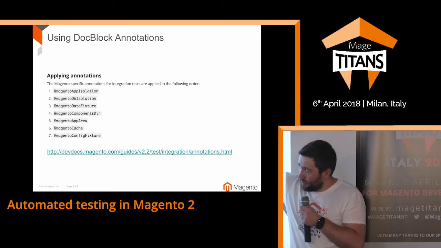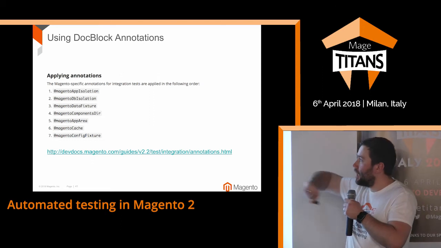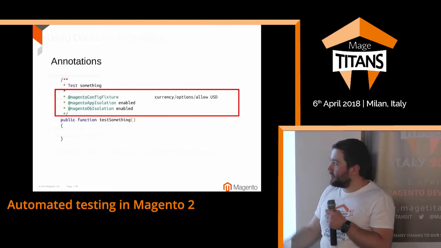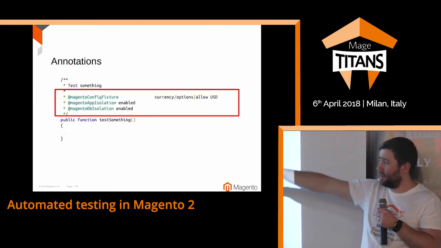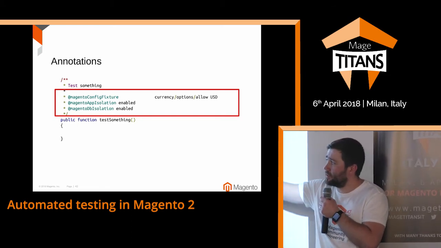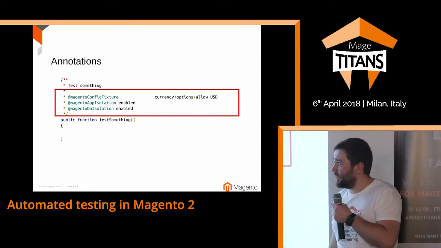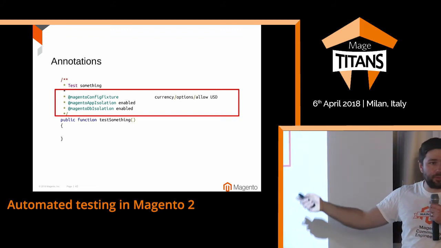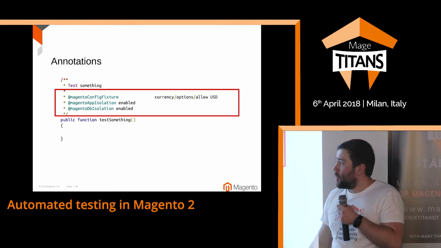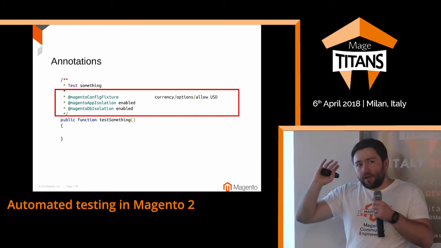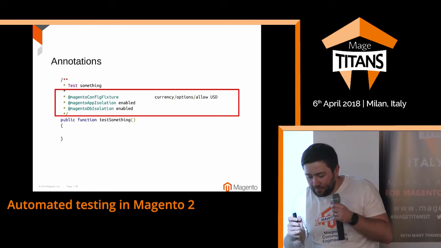That's why in our integration tests we introduce the test annotation, which can be used like a PHP doc about the test. For example, here we say that app isolation is enabled, so we will clean up all the session data. For example, we have DB isolation. So what does it mean, DB isolation?